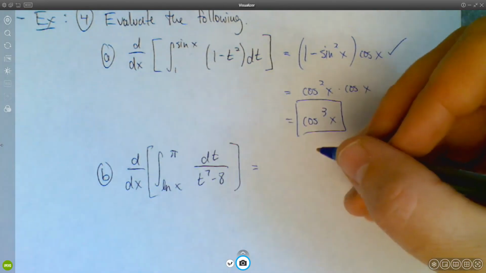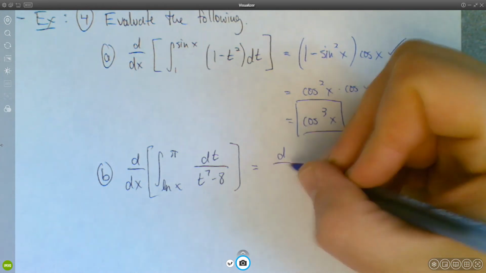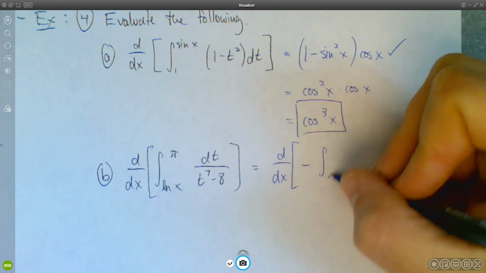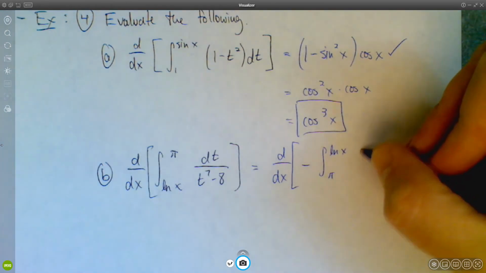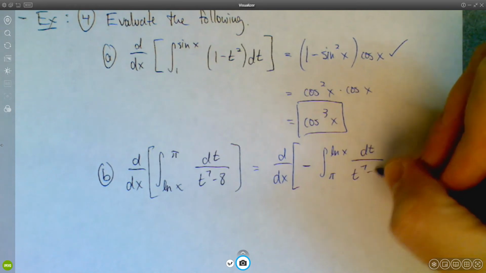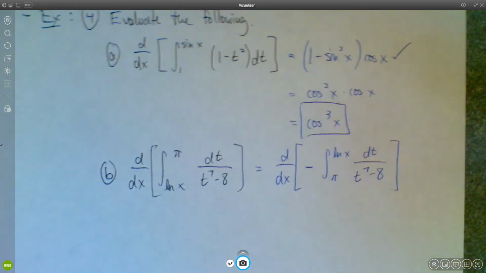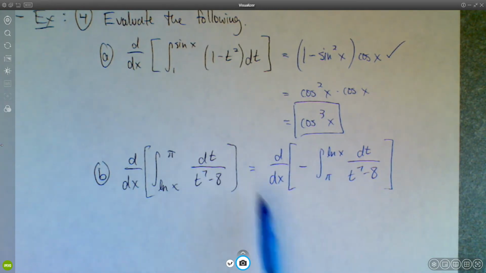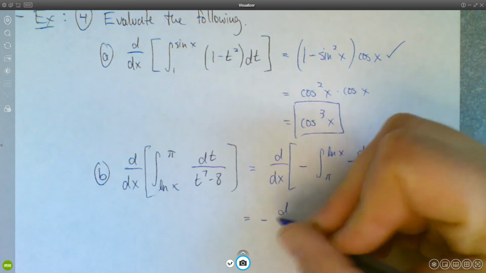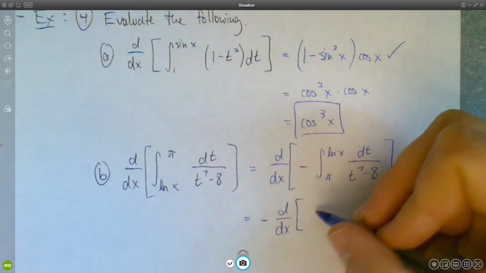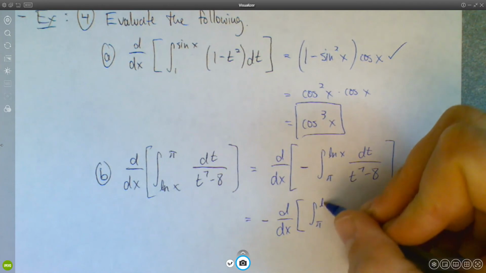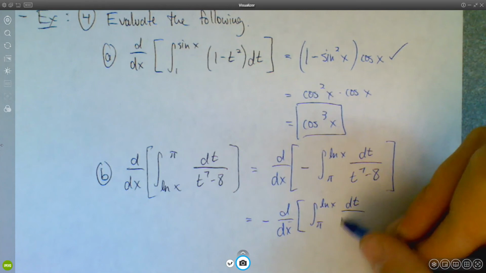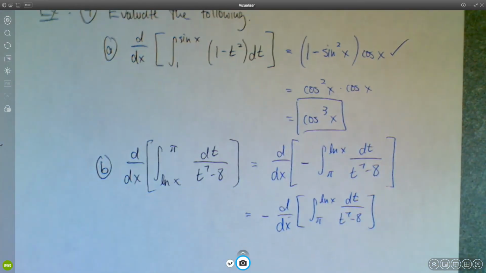So this is going to be the derivative of negative the integral from pi to ln of x. Now this negative sign can just be taken out of the entire derivative, so really you just end up with negative d dx. You don't have to show this much work when you do these problems, but you could just skip from this step to this one. Okay, but this is what we get.